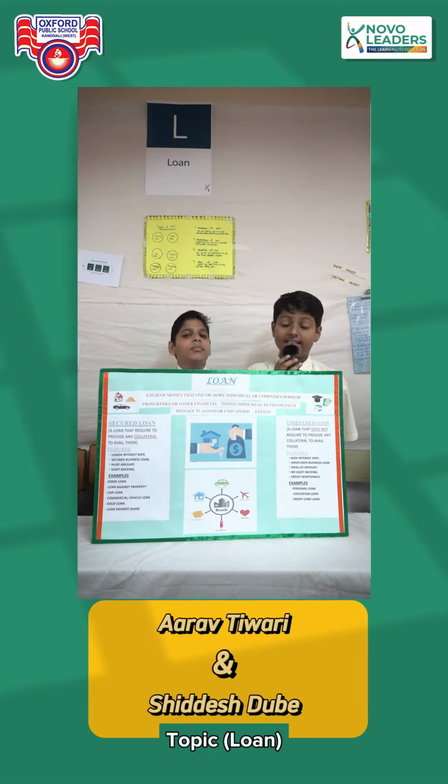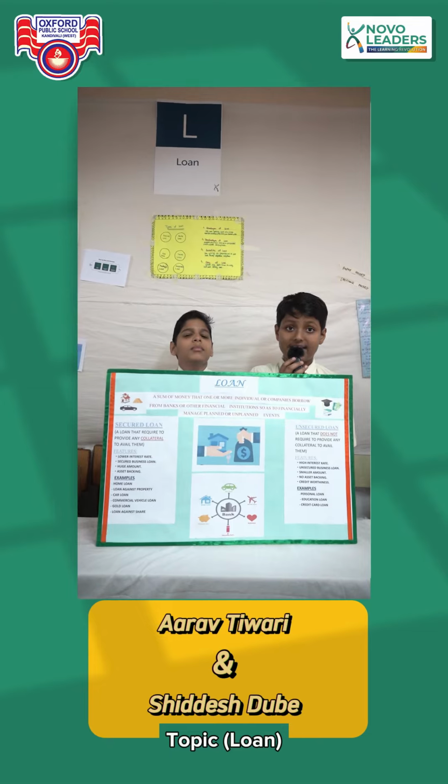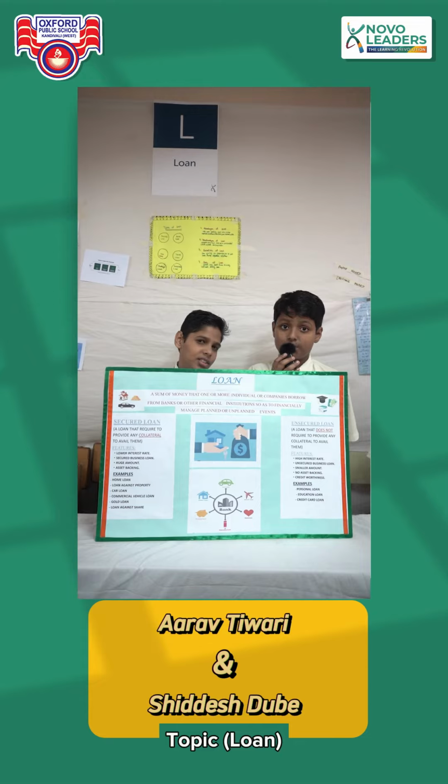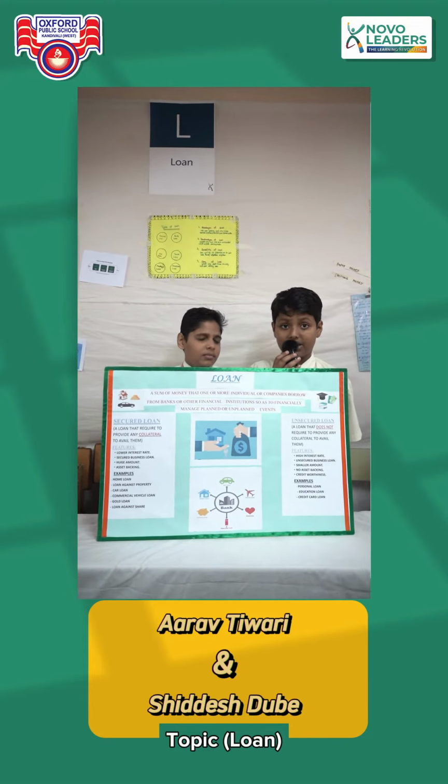Disadvantages of a loan. The disadvantage of a loan is they are taking interest. Example: when we are taking 50,000, they are taking 6% interest. That is the biggest disadvantage of a loan.